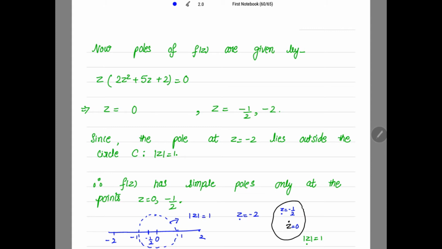So now we have two poles inside the circle. One is z equal to 0 and the other is z equal to minus 1 by 2. Now I am going to find the residue of the function at these two poles and then take their sum, because the Cauchy residue theorem says that the integration is equal to 2 pi iota times the sum of the residues of f(z) at all the points inside the circle. So we have 2 points. We calculate the residue for these 2 points and take their sum.